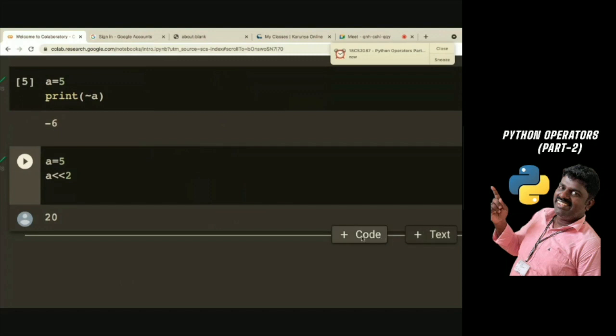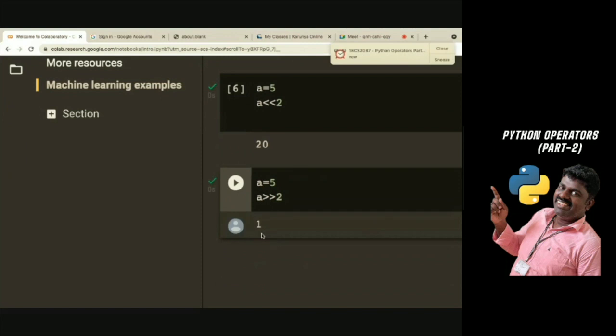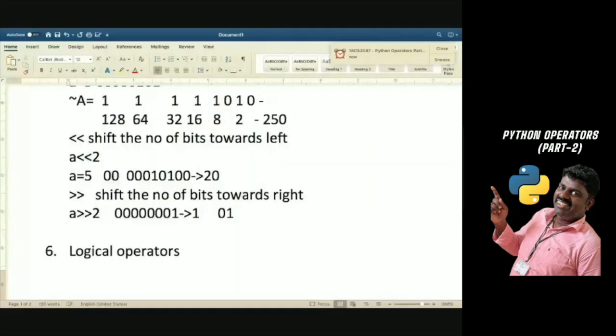Okay, so I am giving A which is greater than 2, and if I am giving A equal to 5, I am giving right shift. I'll check. Yeah, 1 is coming, right? As you requested, this is the 5. This is actually the value of 5.